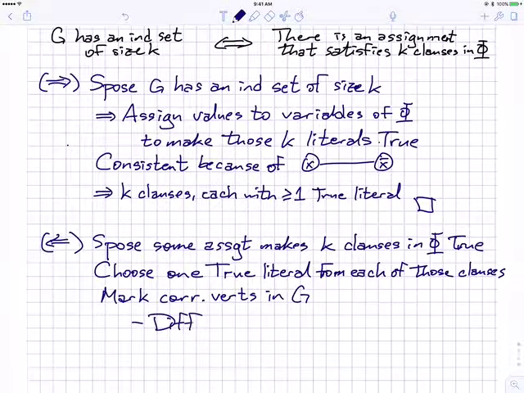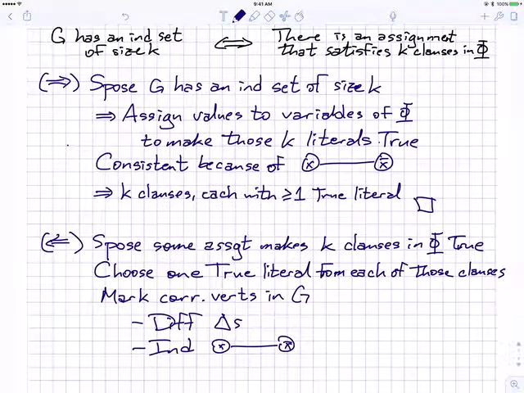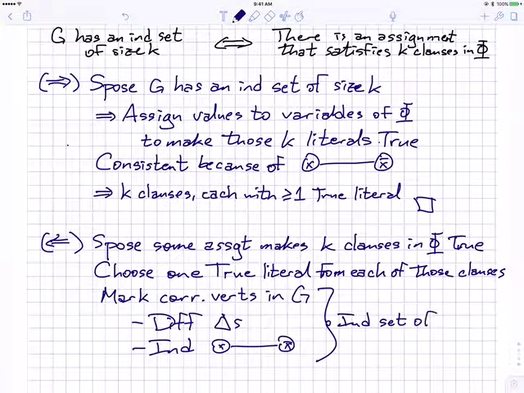Those vertices lie in different triangles because I chose the literals from different clauses. And they're going to be independent, again, because the only edges that I add between triangles are between contradictory literals. And I know that the literals I chose aren't contradictory because they're all true. And so this gives me an independent set of K vertices, and I'm done.